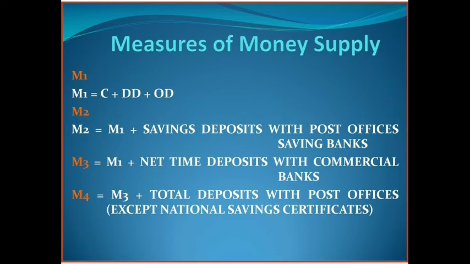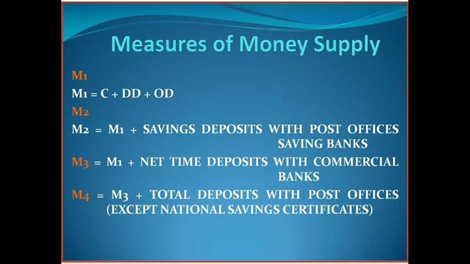The first measure of money is M1, which is equal to C plus DD plus OD. So according to the first measure of money supply, M1 is equal to C plus DD plus OD.